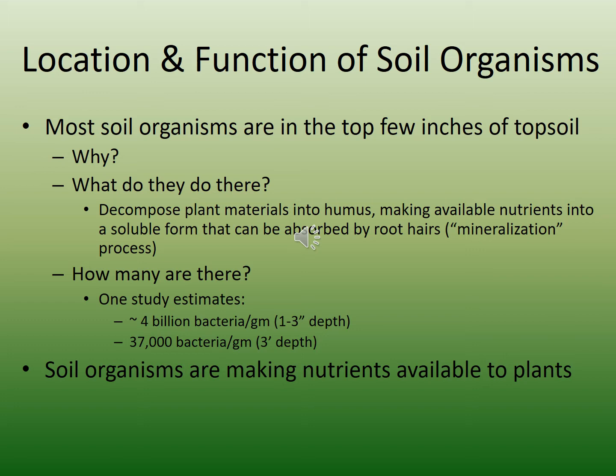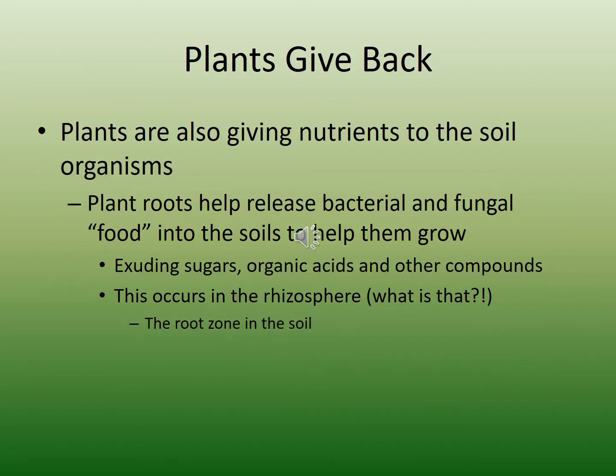And the soil organisms are breaking down the organic matter and turning it into elemental nutrients which dissolve in the water, which can be absorbed by the plant. So those organisms are the ones making the nutrients available to plants. Also in that top few inches are most of the plant's feeder roots, the roots that are more shallow and absorb water and nutrients.